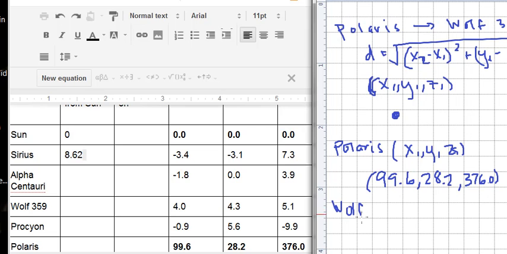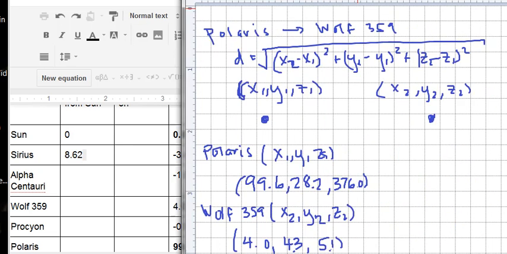Wolf 359. Now I'm going to choose Wolf 359 to be point 2 because I don't want to choose the same x1, y1, z1, because I'd get confused between the 2 points. So this is x2, y2, and z2. And your points are 4.0, oh, oops, 4.0, 4.3, and 5.1. All right, now it's really just a matter of plugging it in and chugging it out.